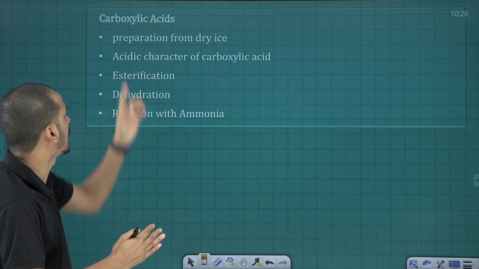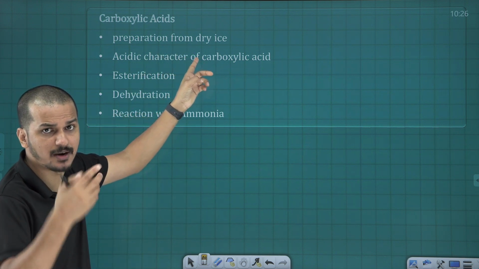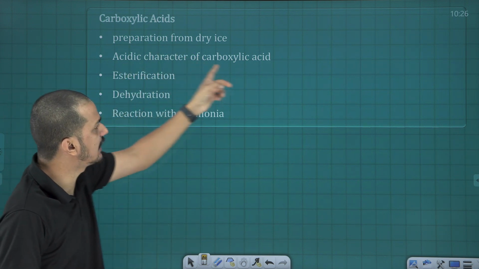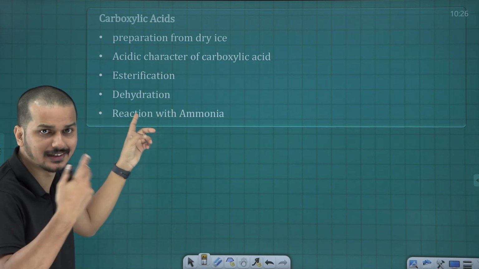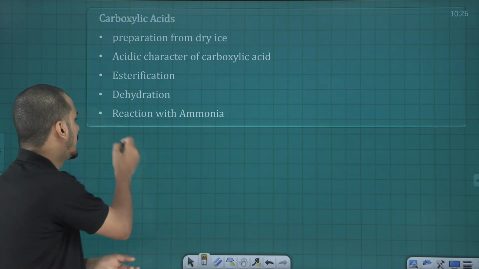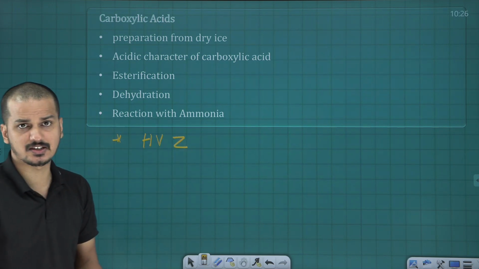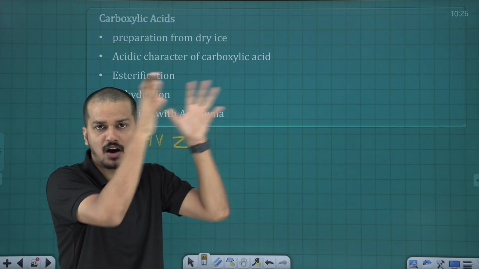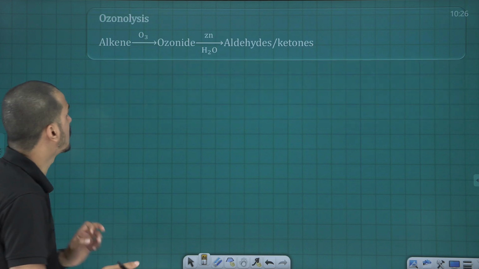In the last portion, we are learning about preparation from dry ice, that means carbon dioxide in solid form, then the acidic character of carboxylic acid, then esterification that we already learned, the dehydration reaction, then reaction with ammonia. Along with that, a very important one, the HVZ reaction. These are the important ideas we have to mainly focus on in carboxylic acids. So let's look at them one by one.